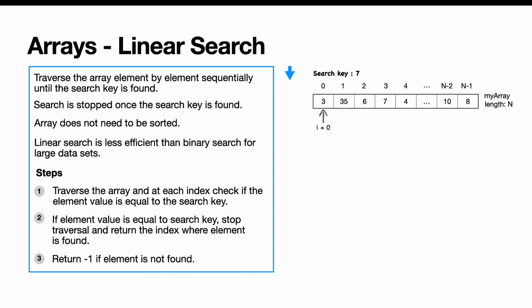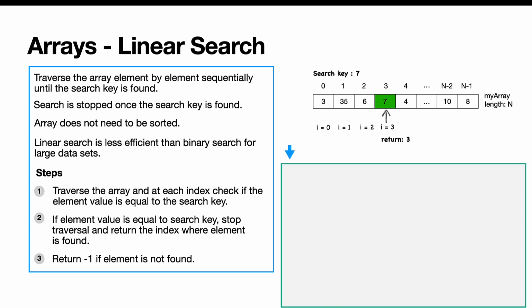So, the element at index 0 is not 7. Element at index 1 is not 7. Element at index 2 is not 7. Element at index 3 is 7. So we stop the traversal and return the index at which 7 is found. That is index 3.